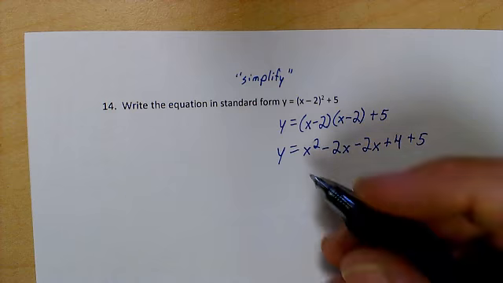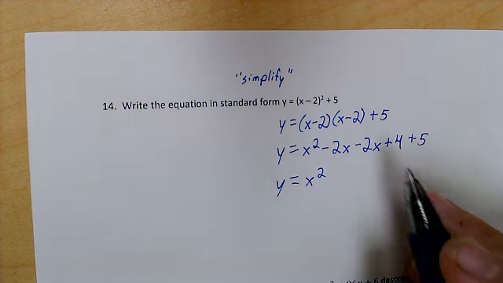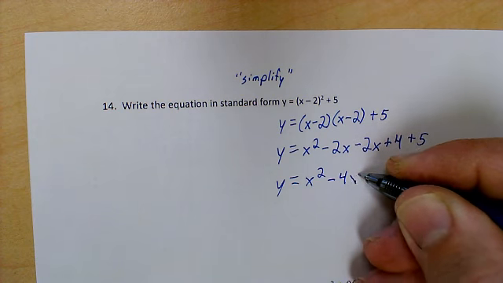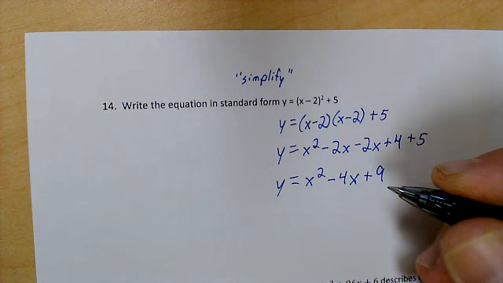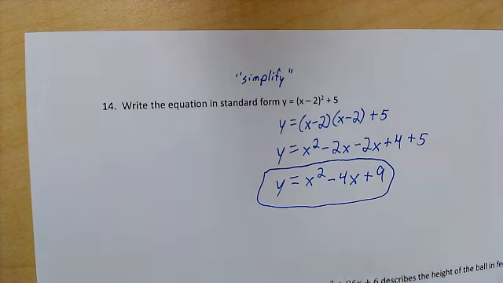Now I've just got like terms to combine. Nothing combines with the x squared. It stands alone. Negative 2x minus 2x is going to be minus 4x. And 4 plus 5 is going to be positive 9. All right, that's it.